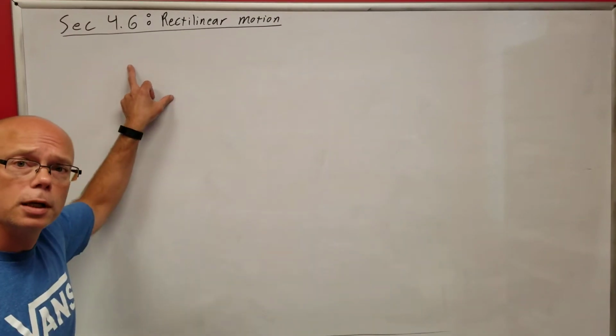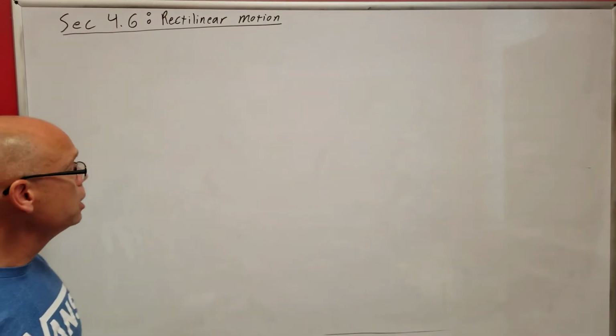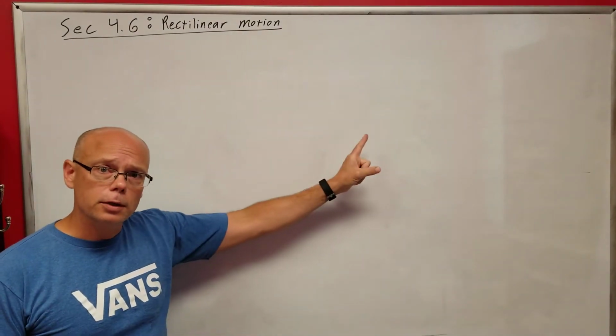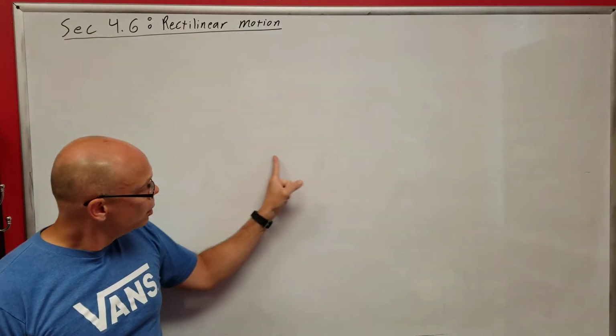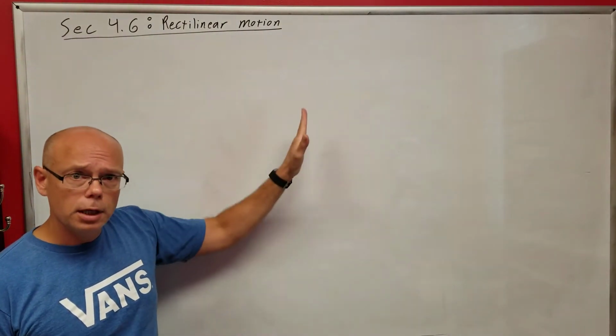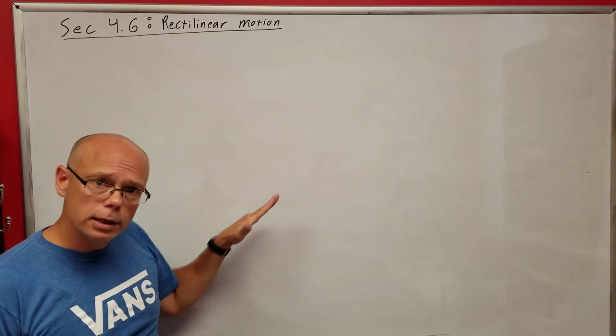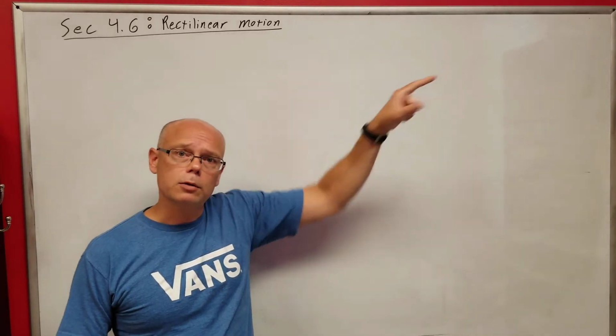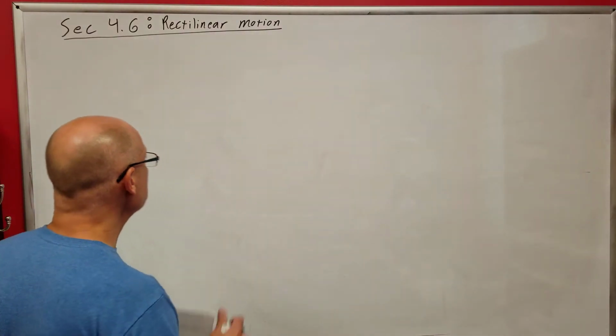Section 4.6, rectilinear motion. Here we're going to be looking at motion that goes back and forth along a straight line. Like let's say a particle going back and forth like this. Could be going straight up and down. It could be going at an angle like this, but it's going back and forth along the line. It's not curving around and so forth, okay? All right, so rectilinear motion.